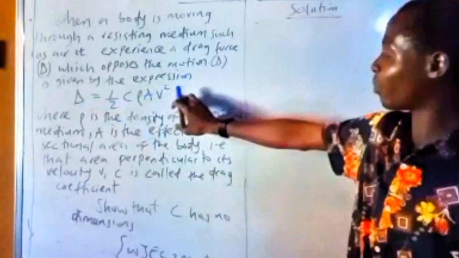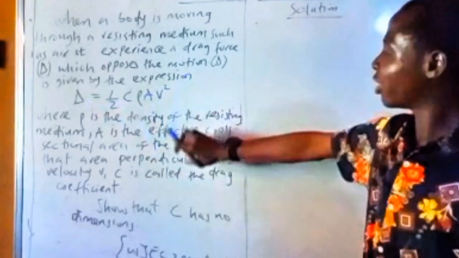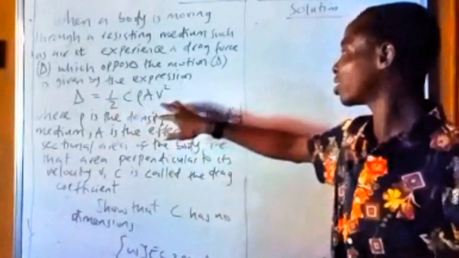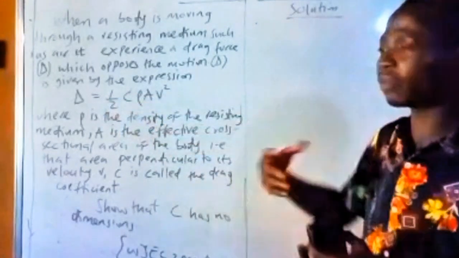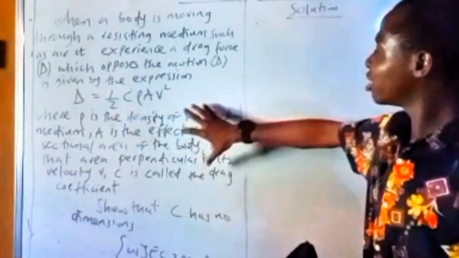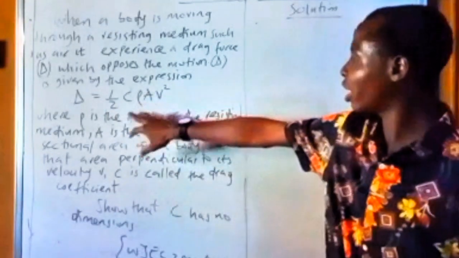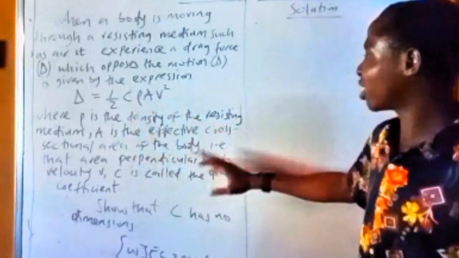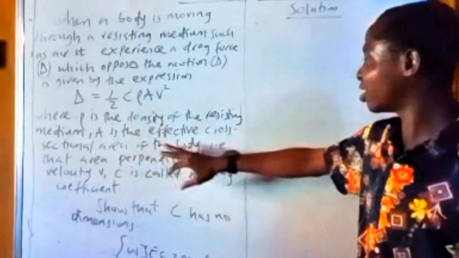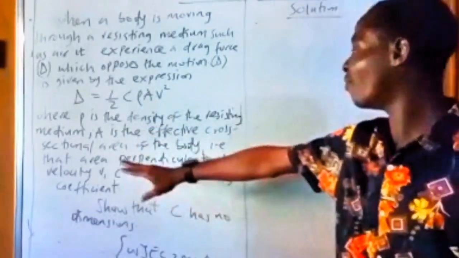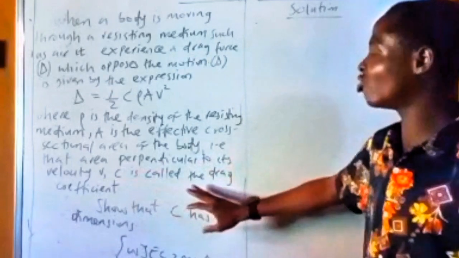That is, if you have a particular equation in dimensional analysis, there will be a statement under it that will tell you what each letter represents. As this V here can mean volume or probably velocity, the statement under it tells you what each letter represents. This symbol here means density of the resistance medium. A means area, that is effective cross-sectional area, while V is velocity. And C here is a drag coefficient.